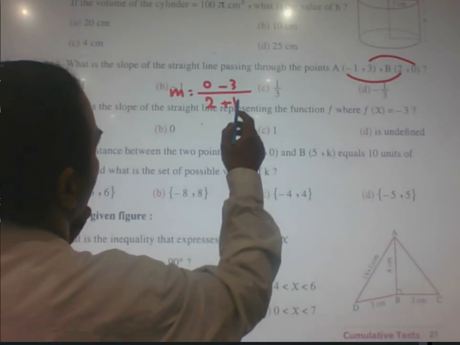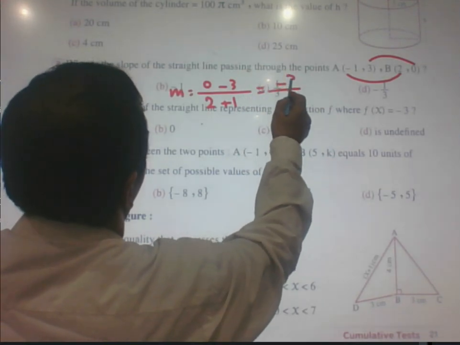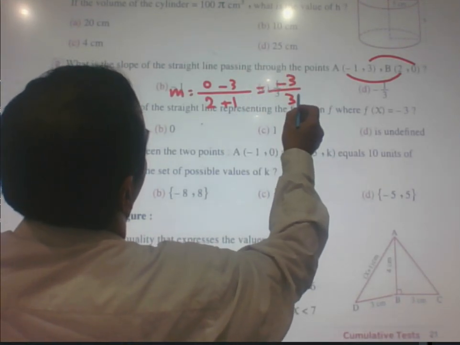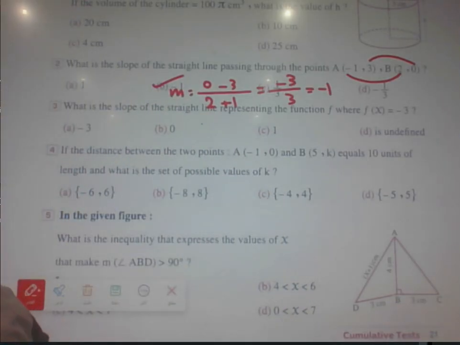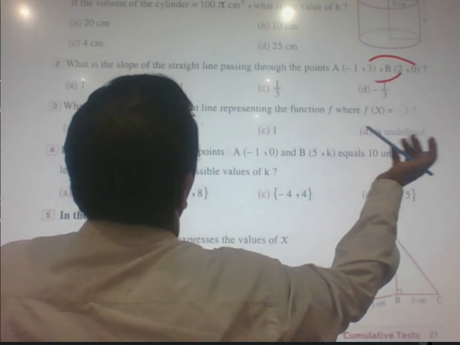Next, 0 minus 3 will be negative 3, and 2 plus 1 is 3. The result will be negative 1. Then the slope will be negative 1. Choose letter B. Next question.